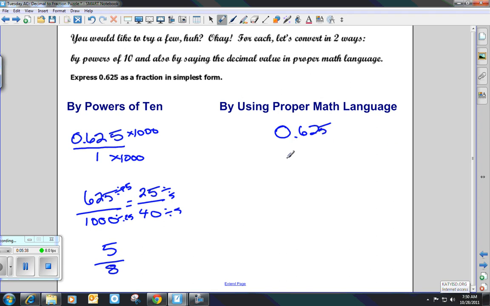So in order to make my fraction, I'm going to take 625 over 1,000. You just use your math language to determine what number is going to go on the bottom of your fraction and make it a whole number on top. So 625 thousandths is the fraction 625 over 1,000. All right, and we would simplify it then the same way. All we did was use math language to get our original fraction instead of using powers of 10. Okay, and obviously this is going to simplify to 5/8 also.